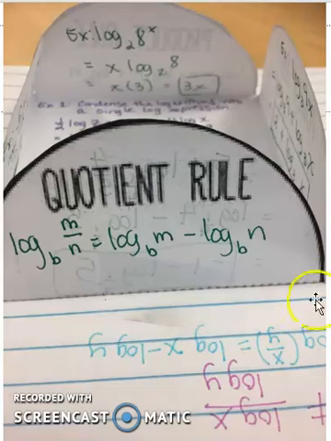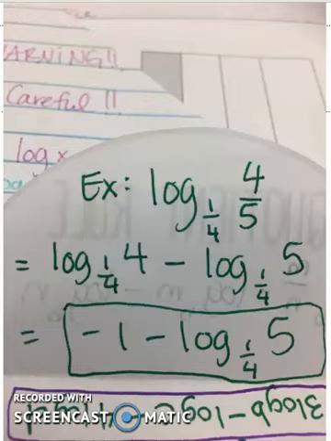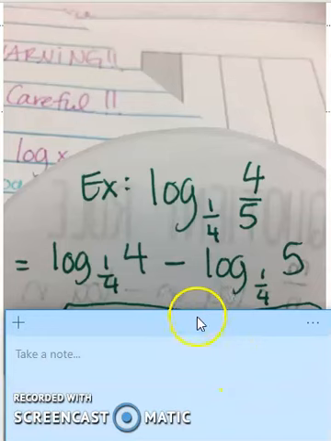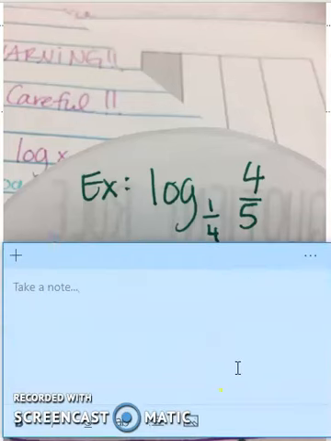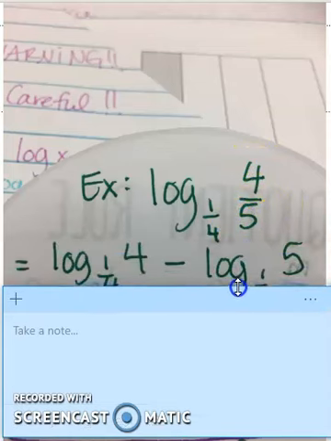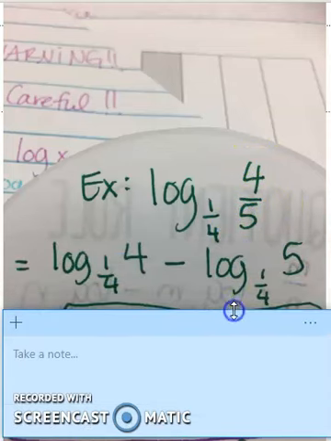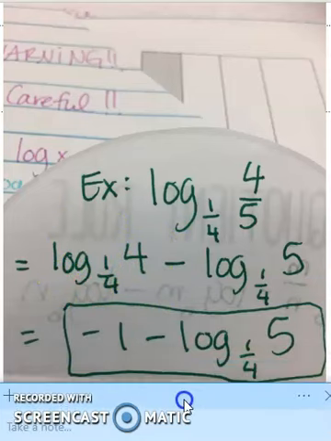The next one we have is the quotient rule. So again, pause the video to write down this quotient rule. The example that goes with this one is log base 1/4 of 4/5. You've got the 4 being divided by the 5, so I'll split that up using a subtraction symbol. Log base 1/4 of 4 minus log base 1/4 of 5. Now that I have this split up, this first term has a value. 1/4 to what power gives 4? That answer is -1. So my final answer then is -1 minus log base 1/4 of 5.